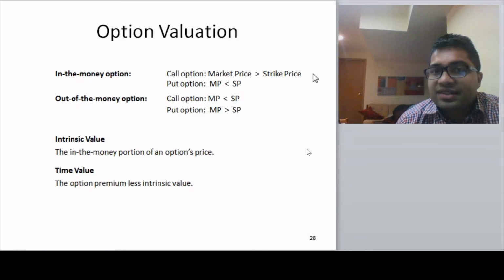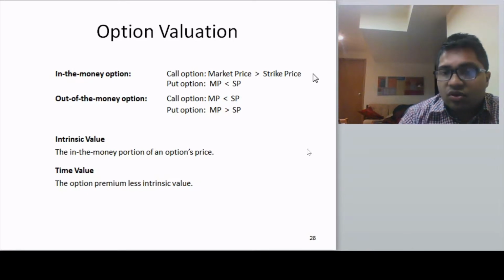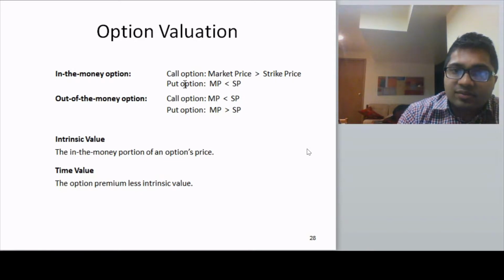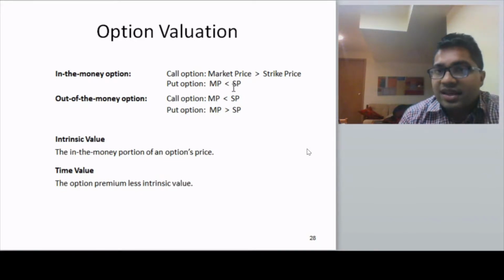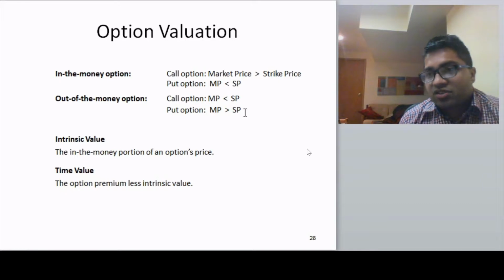If it is a put option and the price is 120 when the exercise price was 140, then you are in profit. So call options are in the money when the market price is greater than the strike price, and put options are in the money when the market price is less than the strike price. Out of the money options: call options are out of the money when the market price is less than the strike price, and put options are out of the money when the market price is greater than the strike price.